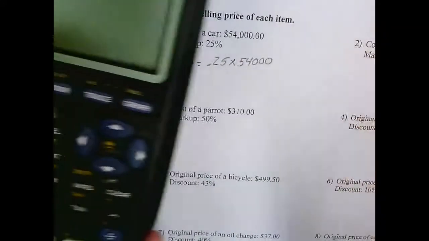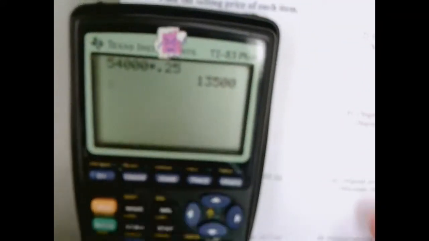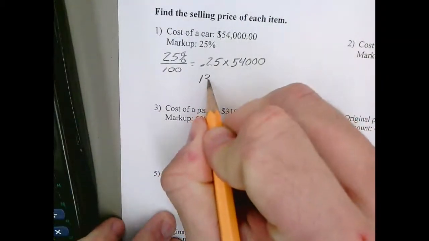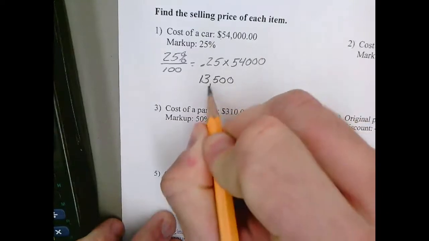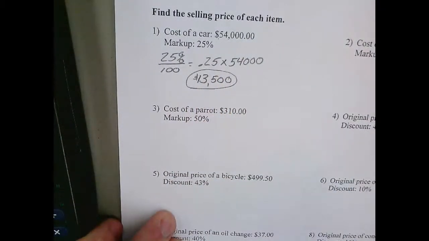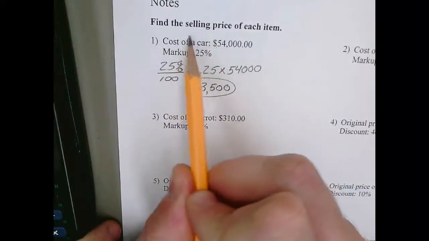You can use a calculator for that. I've already put that in mine right there. I have 54,000 times 0.25. I apologize, it's a little blurry, but you should be able to make it out that it's 13,500. Let's see if it comes back into focus. So $13,500 is your markup value.